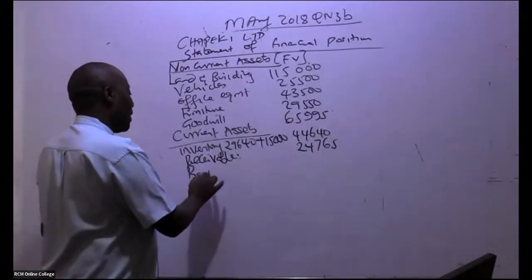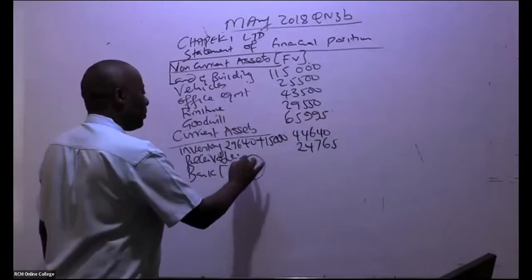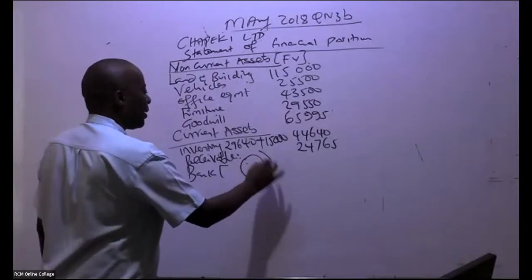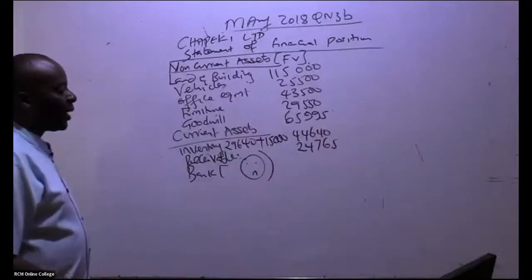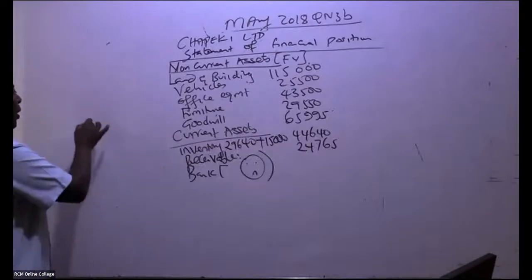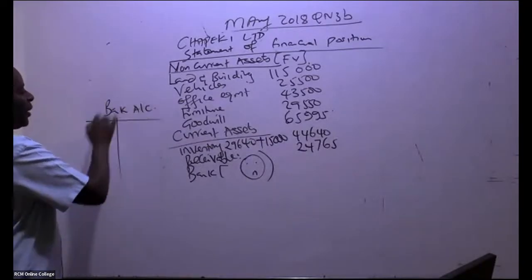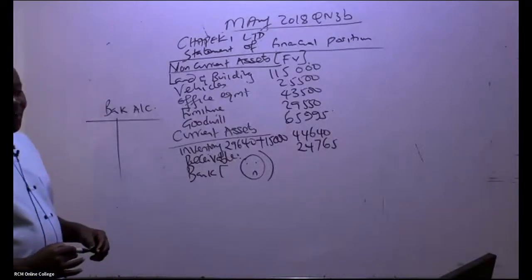So we have cash at bank. I can even draw for him something like this. But because I'm here to teach you, not for exam purposes, I will come and do a bank account. We can do a bank account pretty fast.